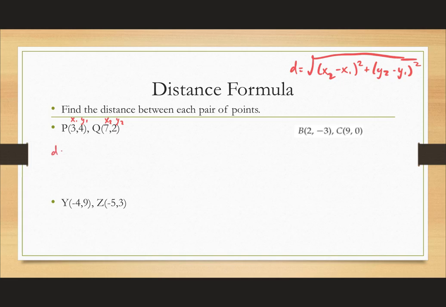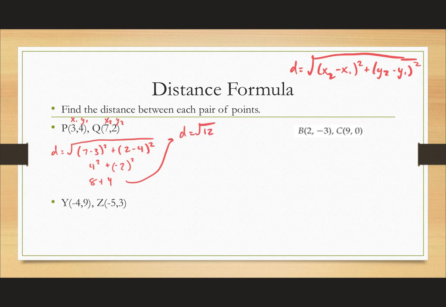So then I'm going to take this, I'm going to just plug it into my equation. So I have 7 minus 3 squared plus 2 minus 4 squared. And once you have it plugged in, it's just algebra from here. You can solve this. 4 squared plus negative 2 squared is 16 plus 4. And that means that D is the square root of 12.